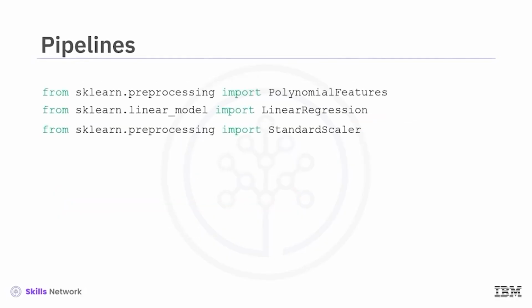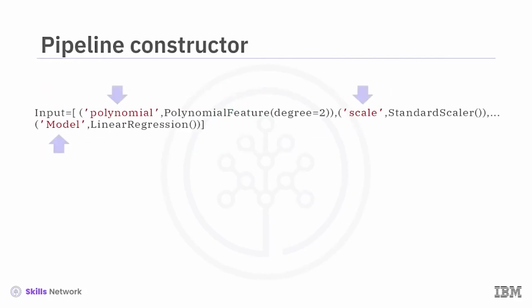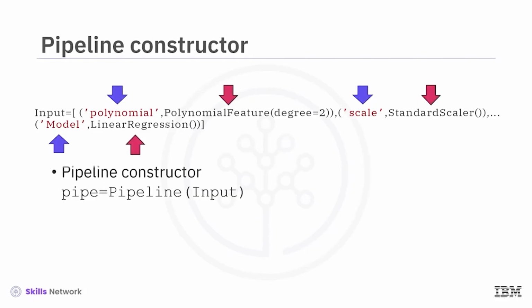First, we import all the modules we need. Then we import the library pipeline. We create a list of tuples. The first element in the tuple contains the name of the estimator, model. The second element contains the model constructor. We input the list in the pipeline constructor. We now have a pipeline object.